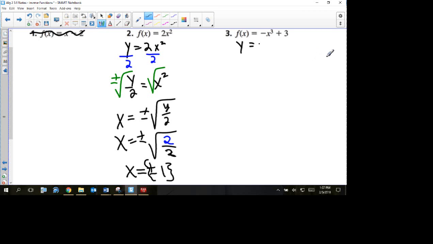First make this y. Oops, and copy it correctly. We're going to solve it for x. What should I do first? Subtract the 3. Alright, this is where we had trouble before. What's my next step? Divide by negative 1.